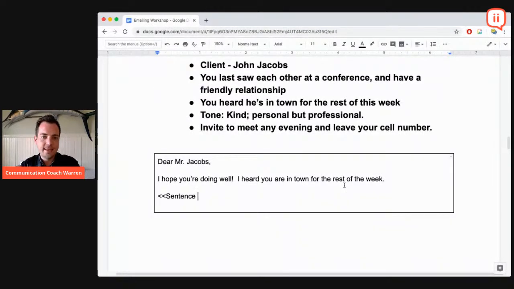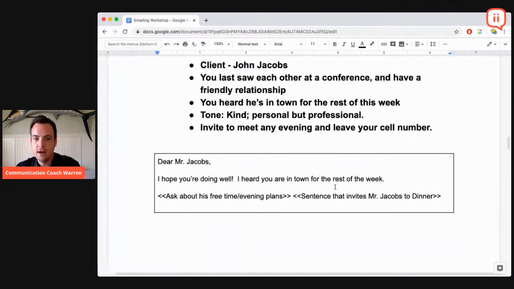Here we're going to write a sentence that invites Mr. Jacobs to dinner. Maybe we want to ask about his free time, evening plans, and then we'll give a sentence that invites Mr. Jacobs to dinner. So write your sentences in the chat box now. And while you're writing, I'll address some of the other questions.